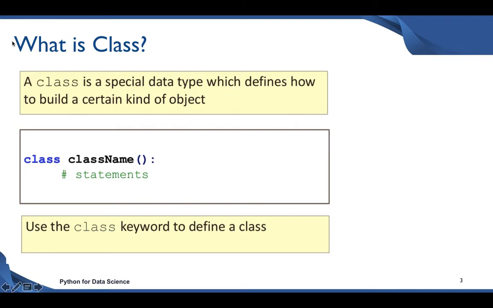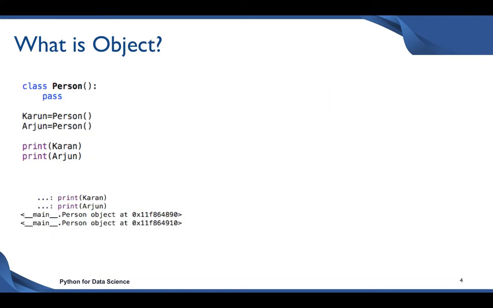So the class keyword is used to define a class. So here, in order to define a class, we use the class keyword followed by the class name and followed by the parenthesis, and inside, after the colon, whatever we write, that becomes a blueprint or a data type, a special type of data type which we could use, right? So let us try to create a person class.